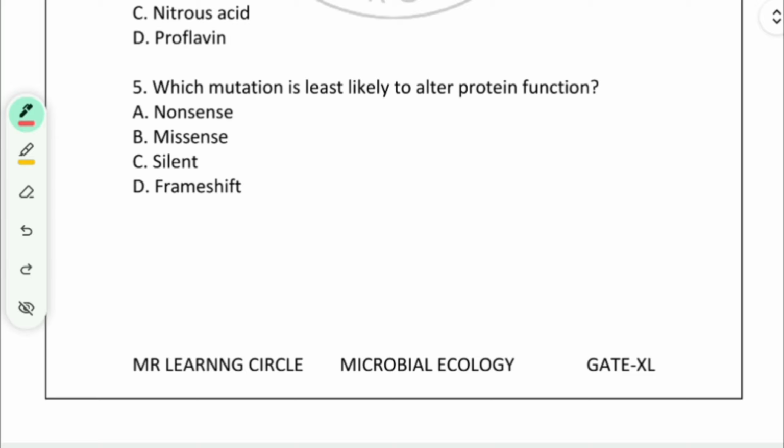Question number 5. Which mutation is least likely to alter protein function? Options are A, nonsense, B, missense, C, silent, D, frame shift. The correct answer for this question is option C, silent.